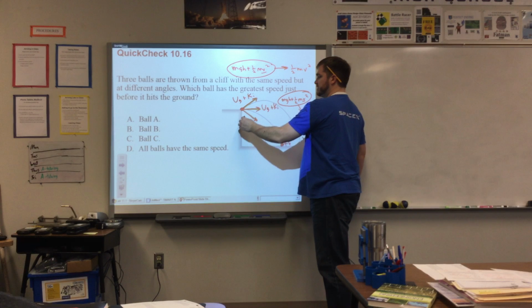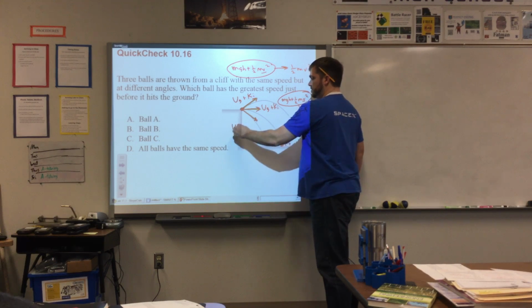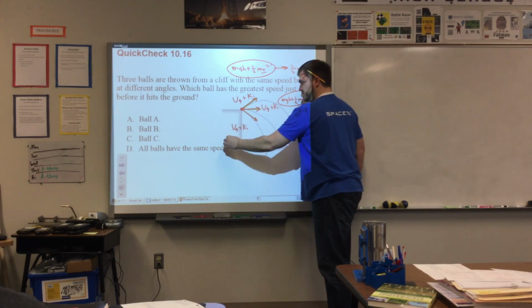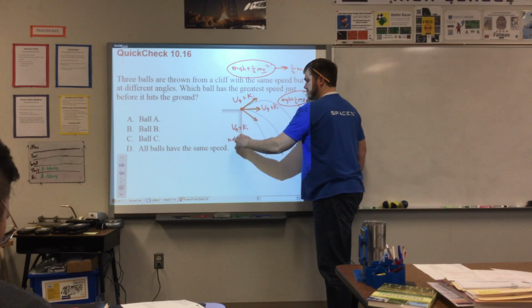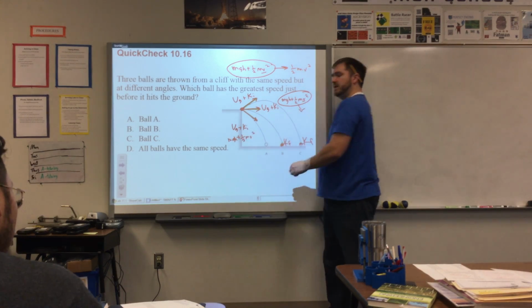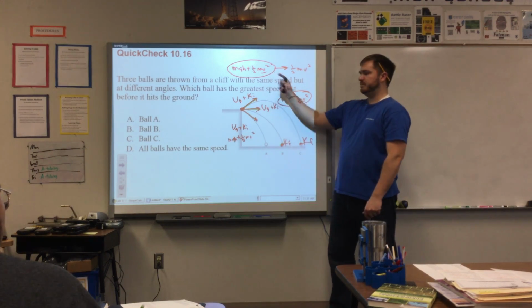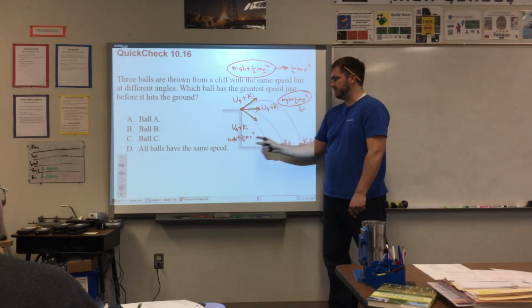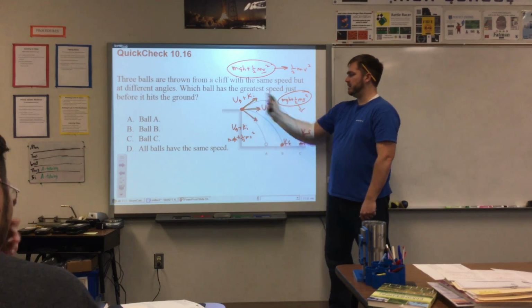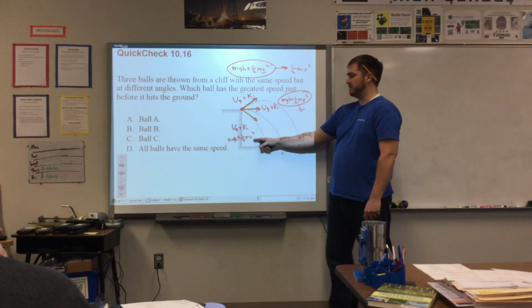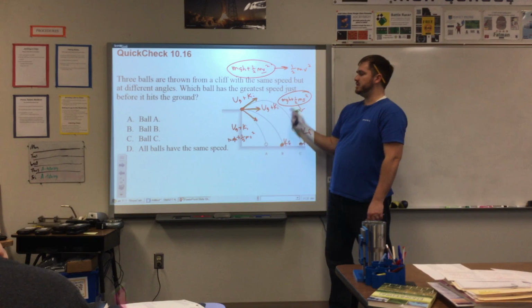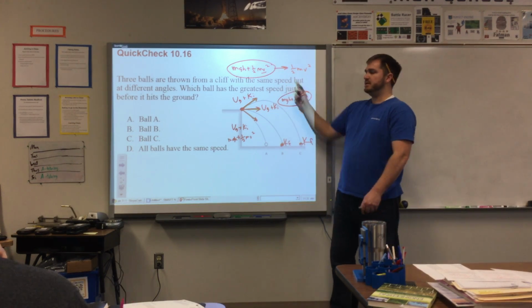Okay? So this one also has Ug plus K initial, which is mgh plus 1/2 mv squared. And the mass is the same in all of these. The acceleration due to gravity is the same in each case. The height is the same in each case. 1/2 is always the same in each case. The mass is the same in each case. And the initial velocity is the same.